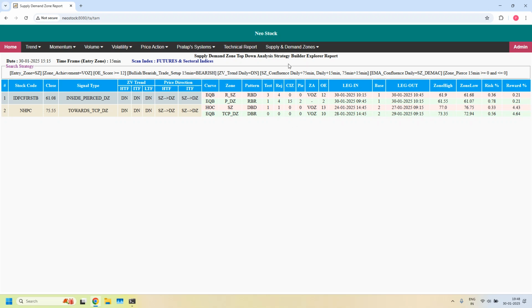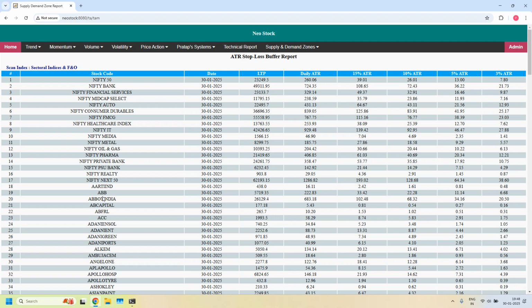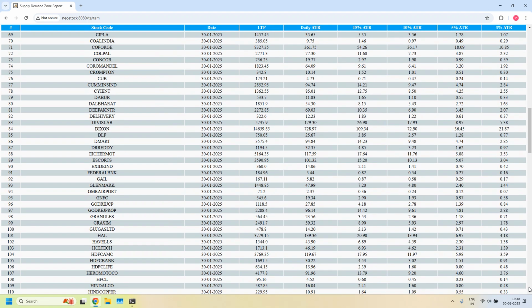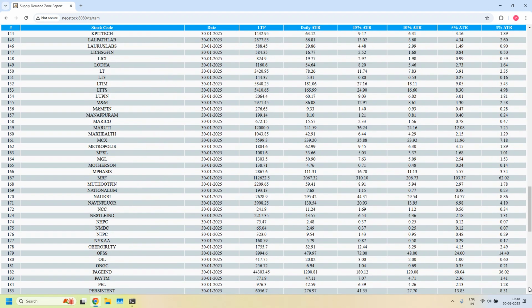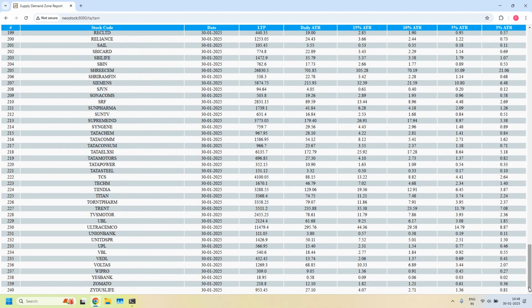So in the final report, let us generate stop buffers based on daily ATR. First 17 in this list are indices, remaining all are equity stocks. I am scrolling the list down. Whichever the stock you want to refer, there you please pause the video. After that you can proceed further. This is the end of the report.